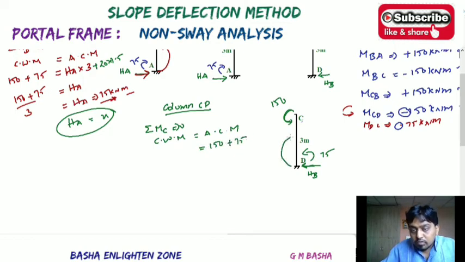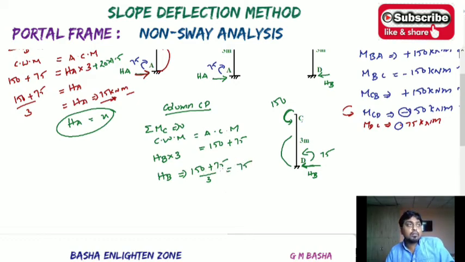And the clockwise moment, this HB into this 3 meters, will be acting clockwise towards C: HB into 3. If you simplify directly, you will get 150 plus 75, which is 225. 225 by 3 gives 75 kilonewton. Then HA will be 75, which is positive, because your assumed direction is correct.